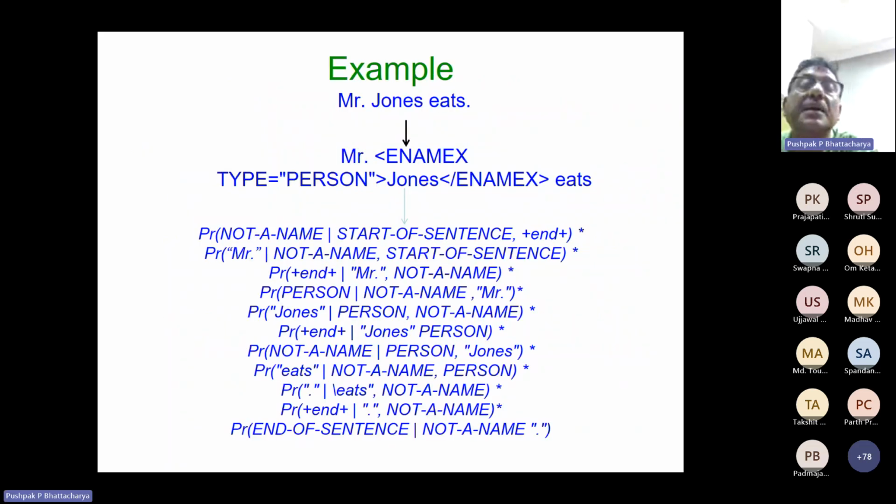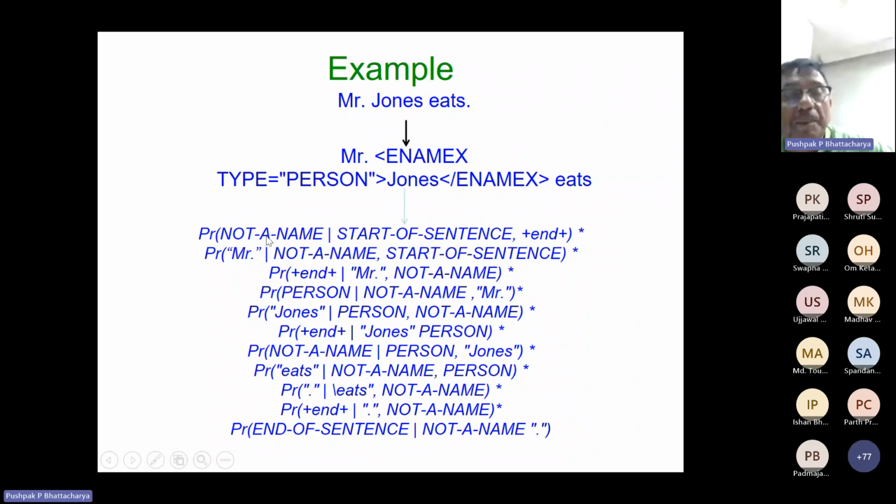So here is an example. Mr. Jones eats. This is a sentence. And the named entity tag should produce the following: Mr. Enamex person Jones, Enamex. So Mr. and then Jones is under Enamex, and then Eats. I believe Mr. also should be inside Enamex because it becomes a multi-word named entity. Okay, so that is a small detail, but see the computation.